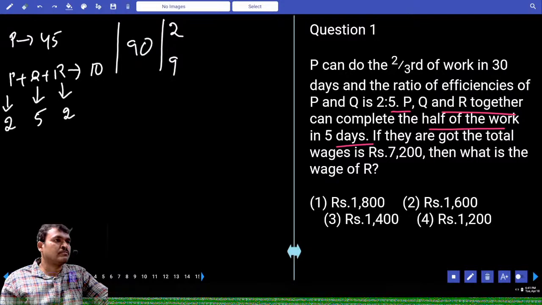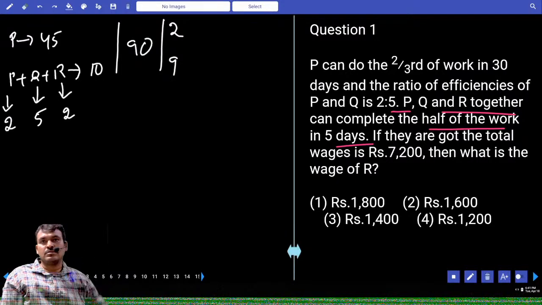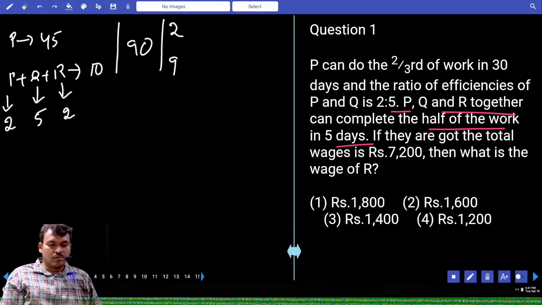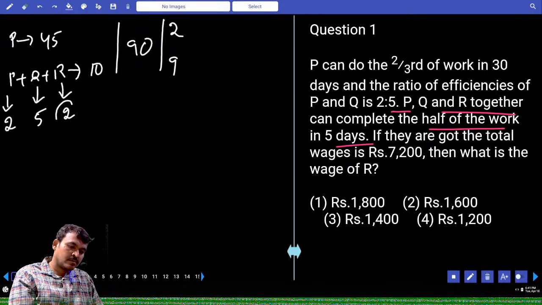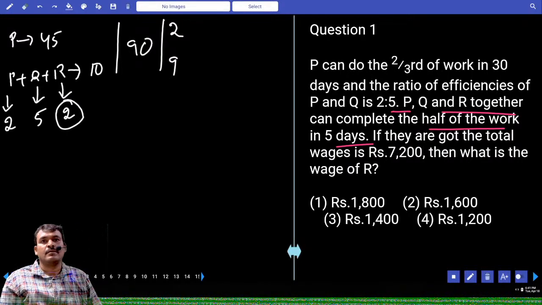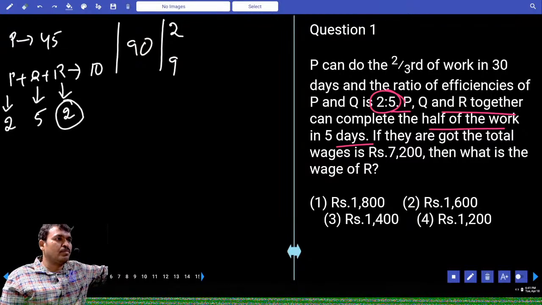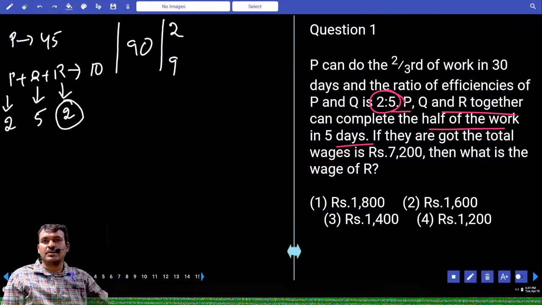Sir. PQR together is how much? 9. In that, P and Q make 7, and R will be 2 parts. We know the P and Q efficiency, or not? What is the ratio? 2:5. If P is 2 parts, then Q is 5 parts. 2 plus 5 is 7 complete. What is the remaining? 2 parts. That is R's efficiency, or not?